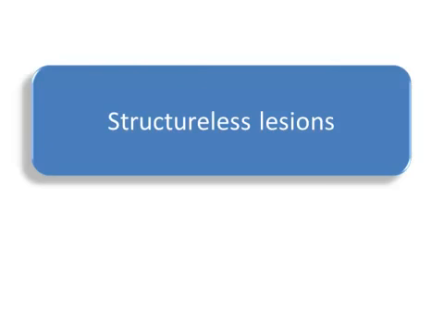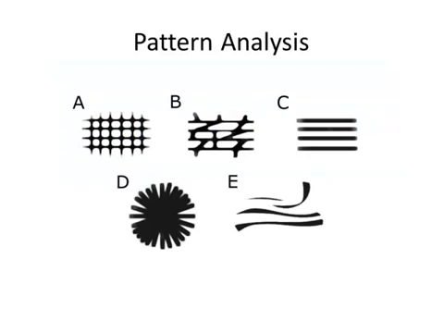This podcast is about dermatoscopy of structureless lesions. You know, in pattern analysis, we have different patterns depending on which basic elements are present. Lines may form 5 different patterns: reticular lines, branched lines, parallel lines, radial lines, or curved lines.